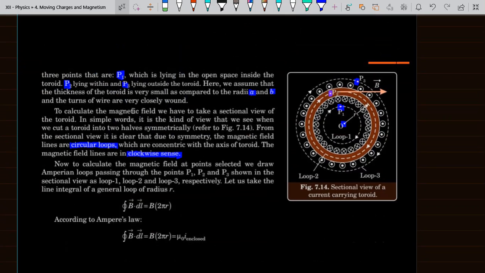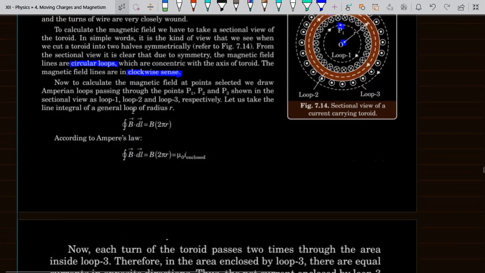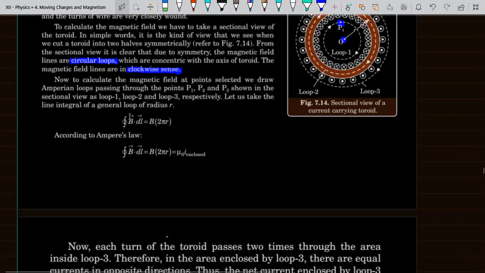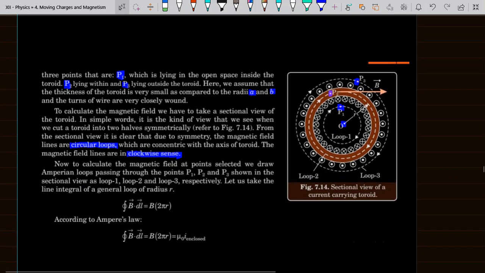तो उसने बोला है कि हर एक टर्न 2 बार पास होता है, एक बार ऊपर से एक बार नीचे से. Every turn passes 2 times through the area inside loop 3. Therefore, in the area enclosed by loop 3, there are equal currents in opposite direction. Thus, the net current enclosed by loop 3 is 0. So, the magnetic field at a point outside or at the loop which is outside the toroid is 0, which is correct as per our suspicion.